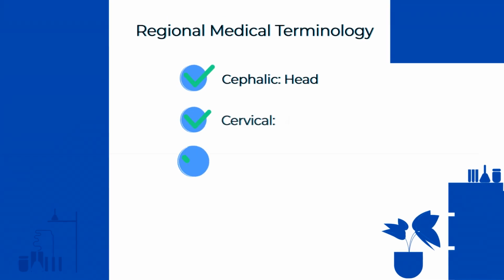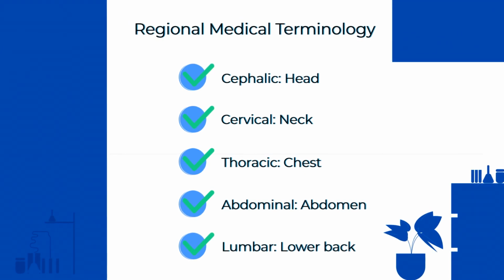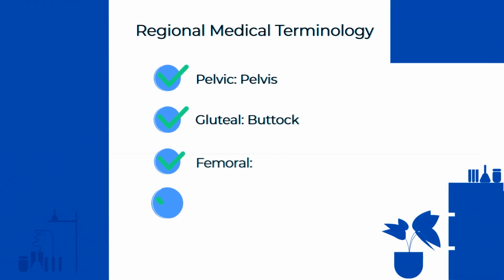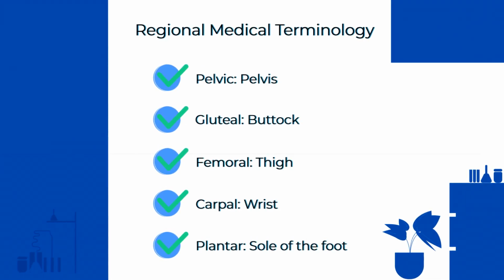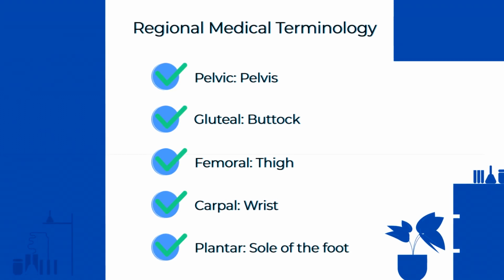Section 7, Regional Medical Terminology. Regional medical terminology refers to terms that describe specific areas of the body, such as the head, neck, chest, abdomen, pelvis, and limbs. It can also be used when describing symptoms or conditions that affect only one part or region of the body. Knowing regional terminology can help coding professionals code diagnosed diseases more accurately.